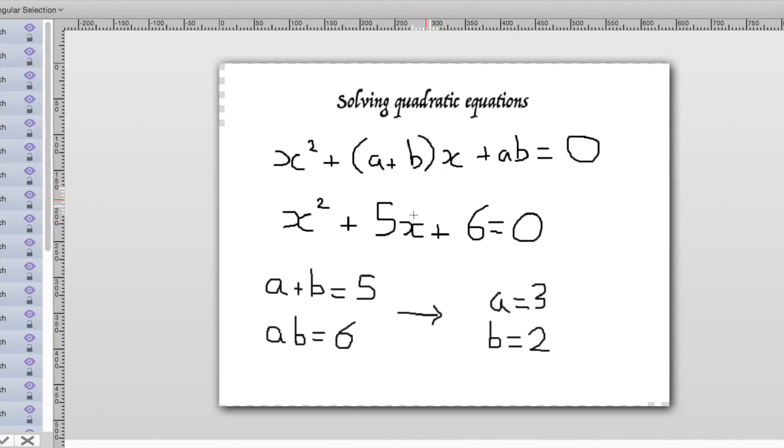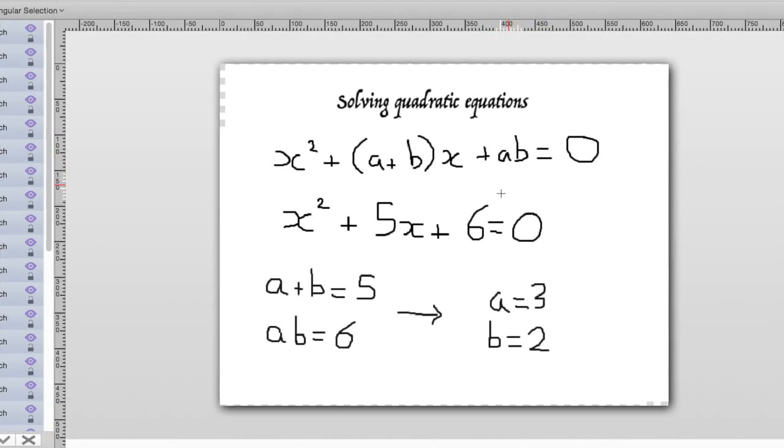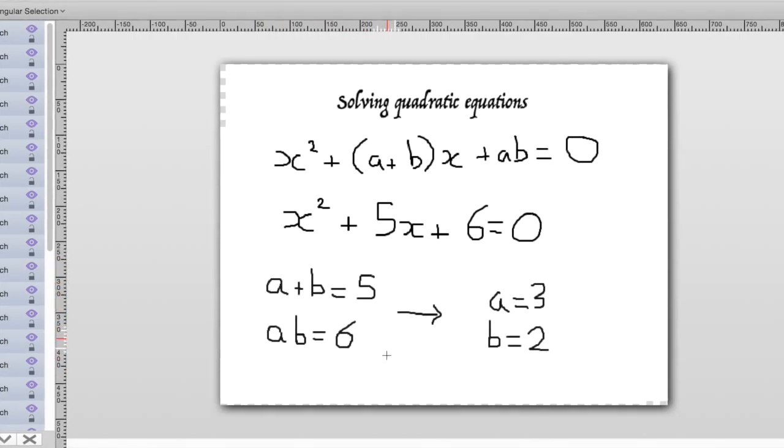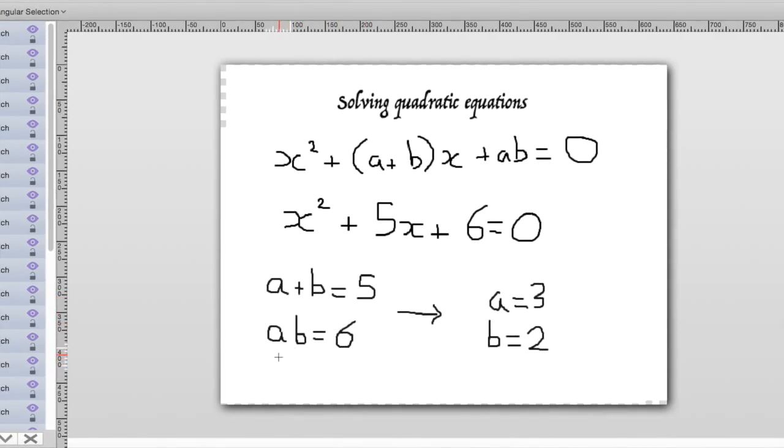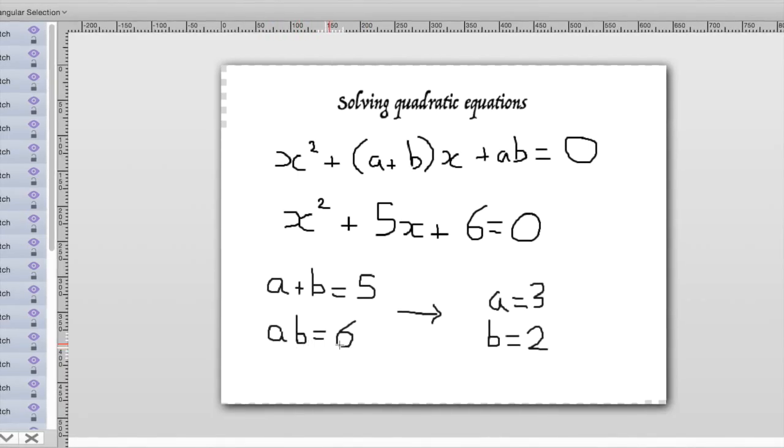Now if we compare our x terms, we can see that a plus b has to equal 5, and if we compare our non-x terms, ab has to equal 6. So now, instead of the quadratic equation, we just have these two very simple equations to solve. ab equals 6, and a plus b equals 5. And hopefully we can quickly see that the only two numbers that will work here are 3 and 2. So 3 times 2 is 6, 3 plus 2 is 5.